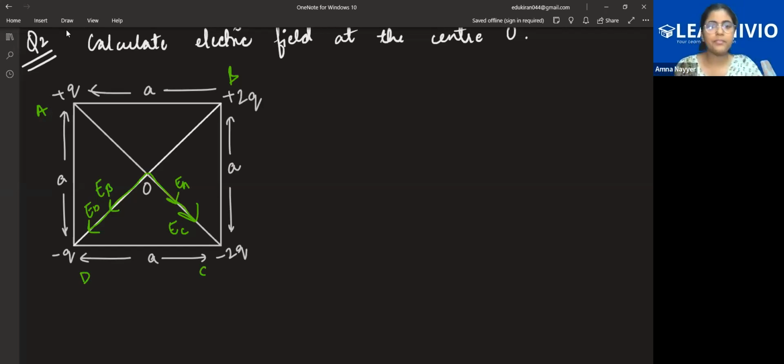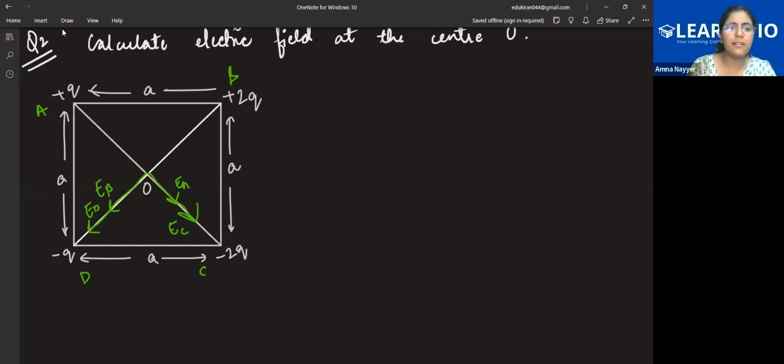So see, when we are talking about electric field, our task is to find out their values. This is clear. How have we done? We have first found the direction. Now, once we know the direction, we have to find out their magnitudes. Then only we'll be able to add or subtract them, right? So now we have to find out their magnitudes.